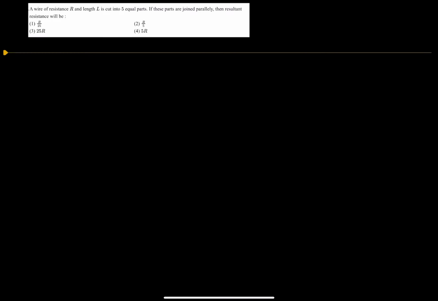Hey everyone, let's solve this question together step by step. So we have a wire with resistance R and length L. So you have a wire, a clear representation of a wire of length L and resistance R. Okay, R is the resistance, not the radius, the resistance.